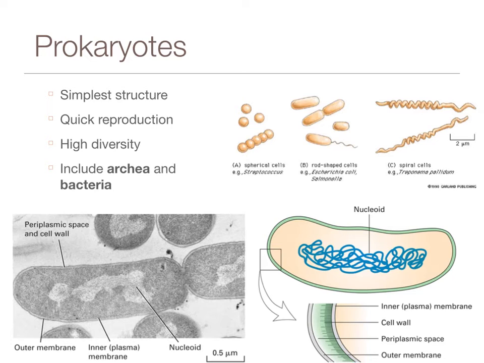It has a high diversity. If you look at the various types of bacteria and archaea that are present on Earth, there are many different types. They have different shapes, as you can see in the A, B, and C examples, but they all have the same organization, which is with the nucleoid or the DNA region, an inner plasma membrane, a cell wall, and an outer membrane that serves as a kind of protective layer.